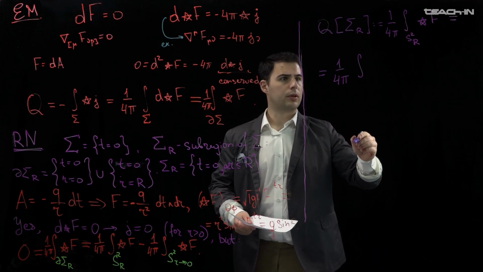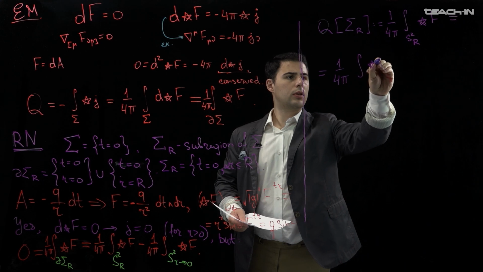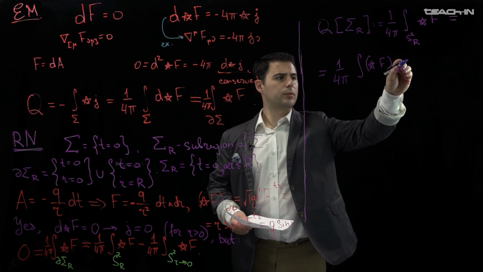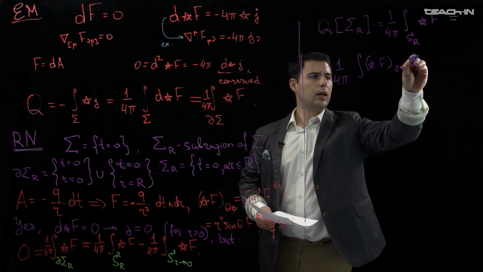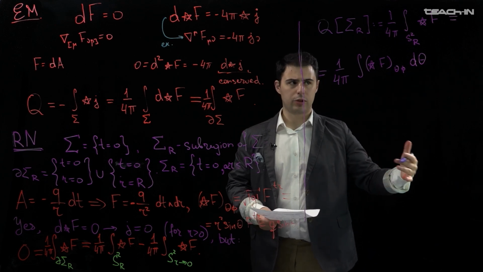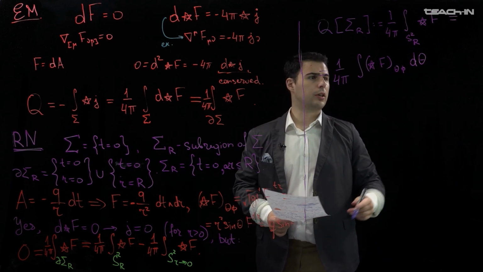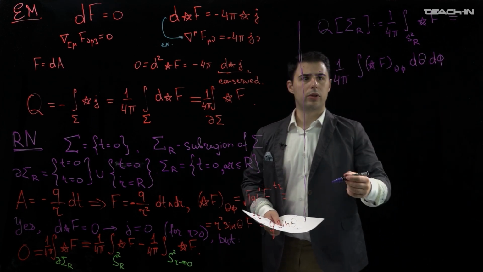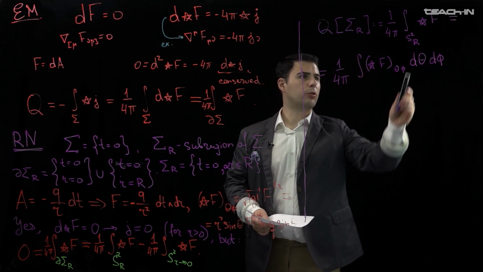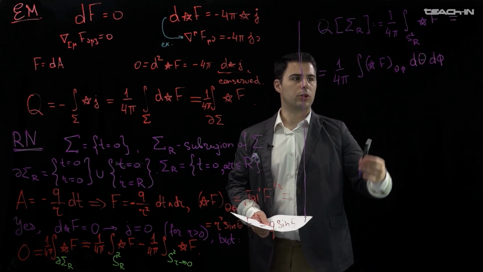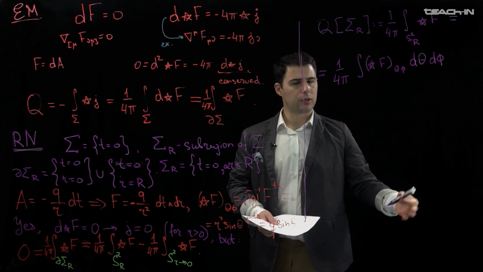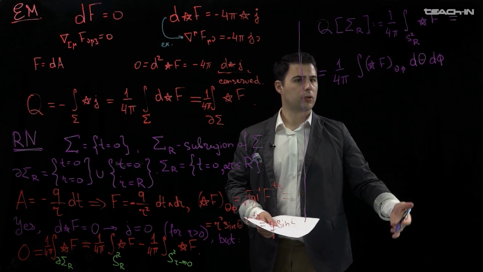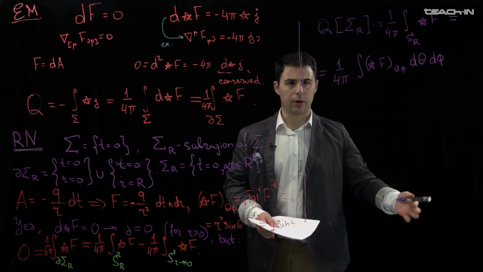We have star F theta phi, and the differential which we're integrating is then d theta d phi. We have removed the 1 over 2 factorial factor when going from star F to its components, because we have fixed the order d theta d phi.